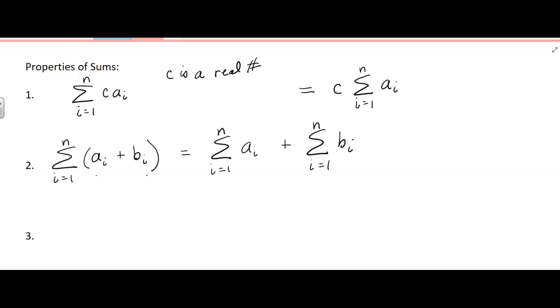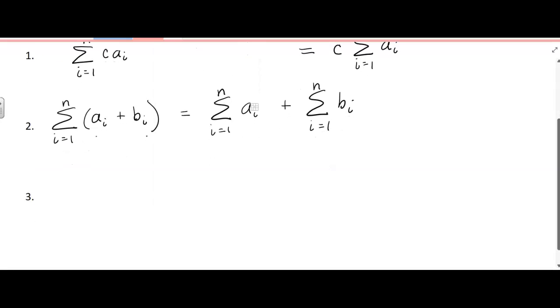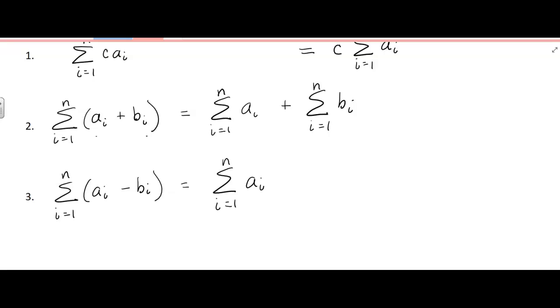And then finally we have one similar to the addition one. If you have the summation, i equals 1 to n, of a sub i minus b sub i, you could take each a term and subtract the corresponding b term, or you could split it up, add up all the a terms, and then add up all the b terms, and then subtract whatever you get from the second one from whatever you get from the first one. Now those squiggly lines aren't part of it, but there you go.